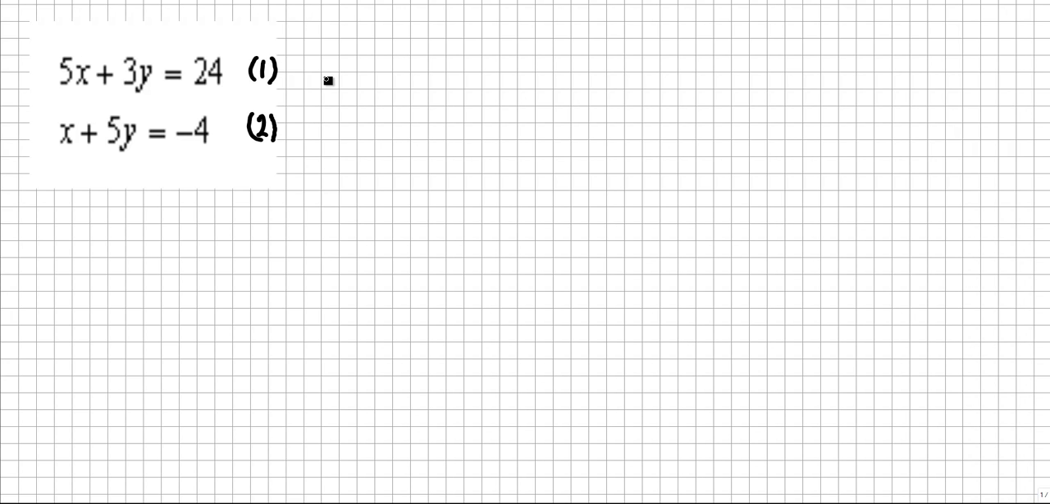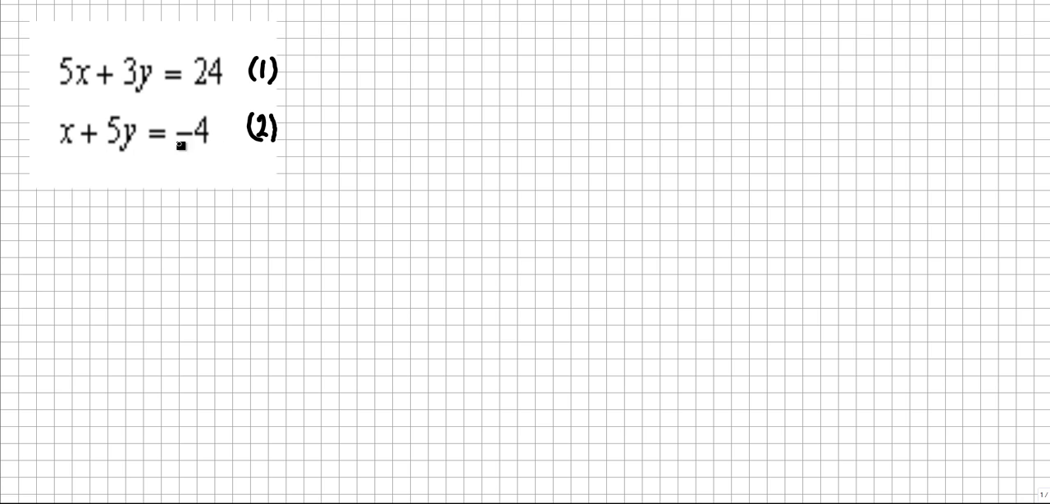Let's solve this simultaneous equation by using the substitution method. The first step would be, as always, to number the equations 1 and 2. It's easier to use the substitution method and get started if we find an equation where we have only x or only y. So for example, in this equation we have x plus 5y is equal to minus 4.